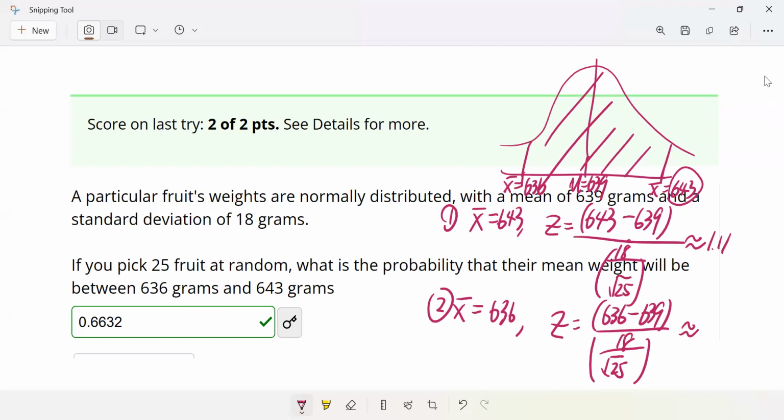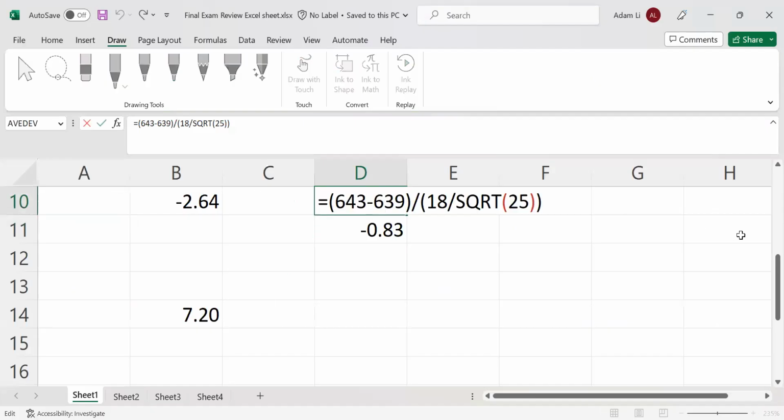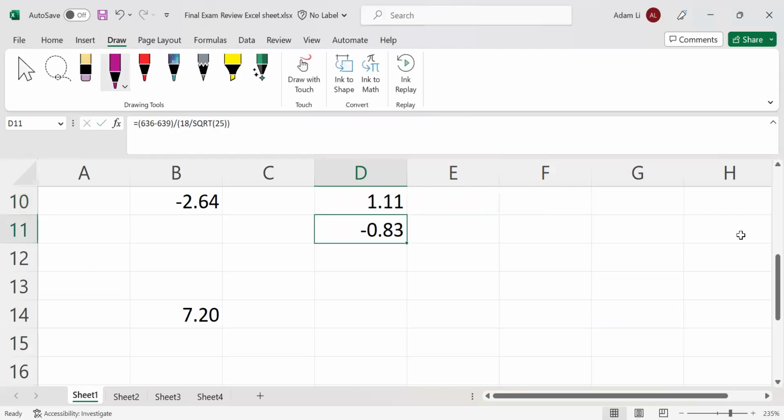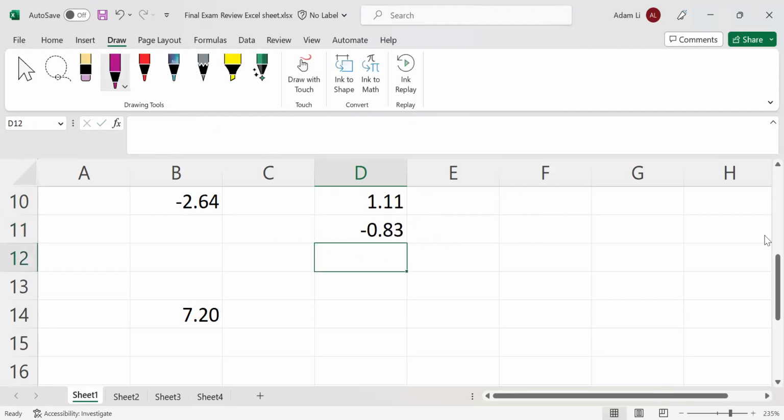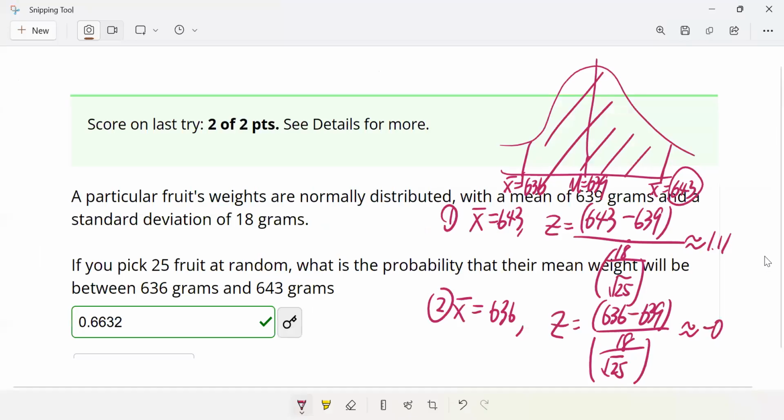To find the 1.11, we just type in 643 minus 639 over 18 over square root of 25 in Excel, and it just solves it for us after we press enter. Yes, exactly. Same thing for the other one, 636 minus 639 in the parentheses over 18 over square root of 25. We get negative 0.83.